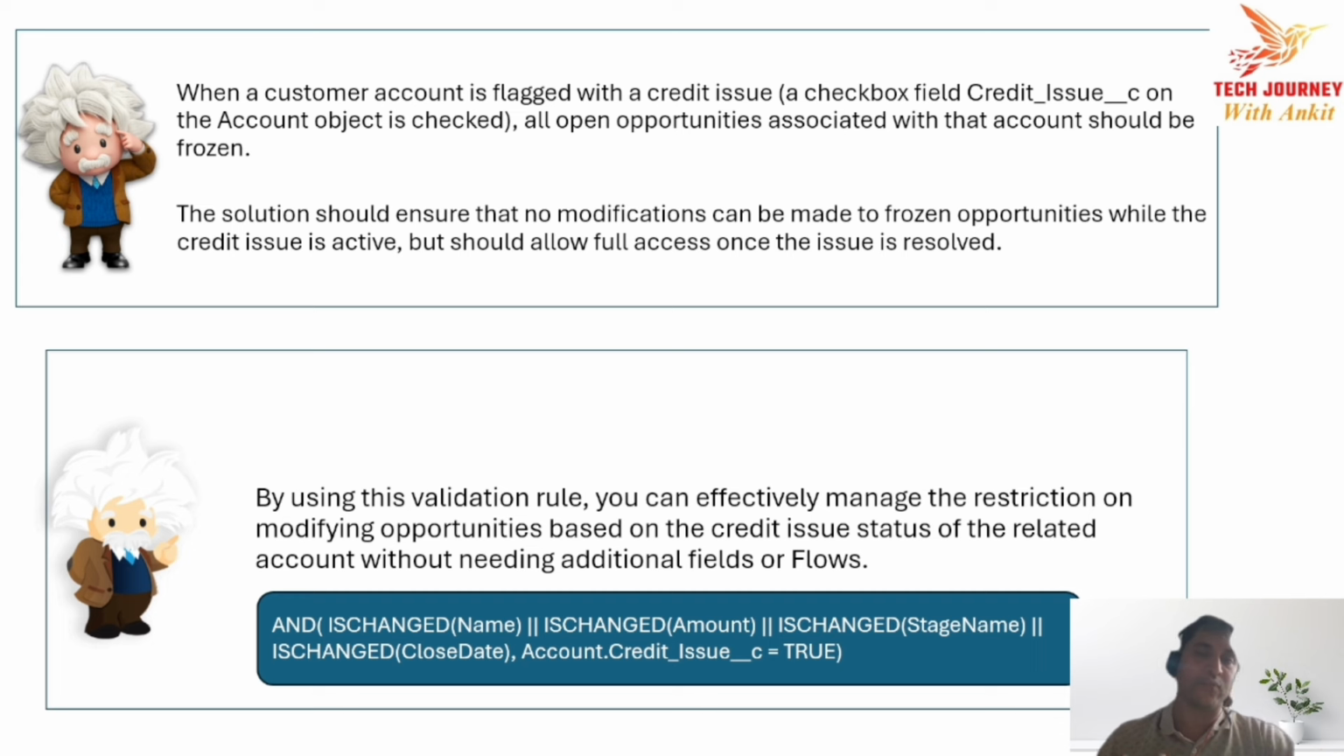When I ask this type of question in the interview, people generally think about flows and triggers. You don't have to make every question complex. Sometimes the interviewer might be expecting an out of the box solution, and you should think something like that. Right? With the help of a simple validation rule, you can make sure that the opportunities are not getting modified, and you can give an appropriate message to the users as well.